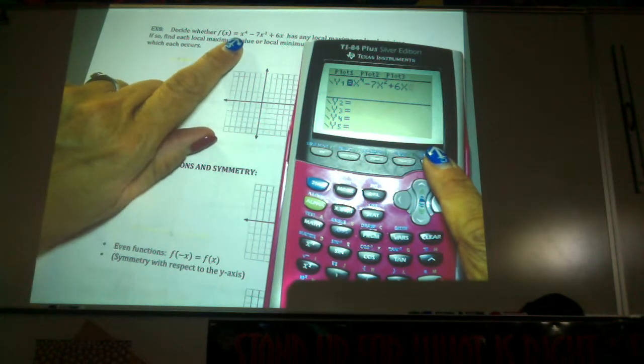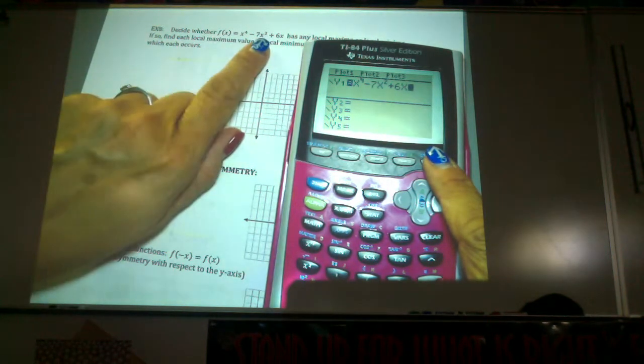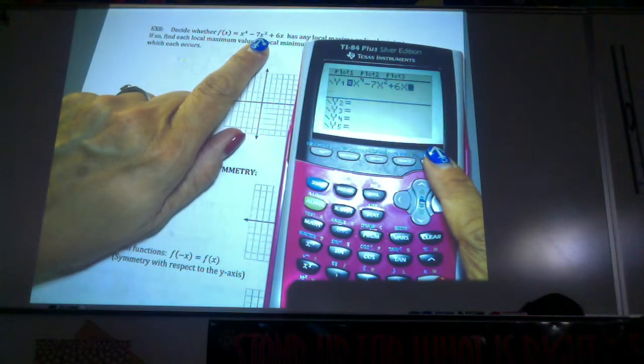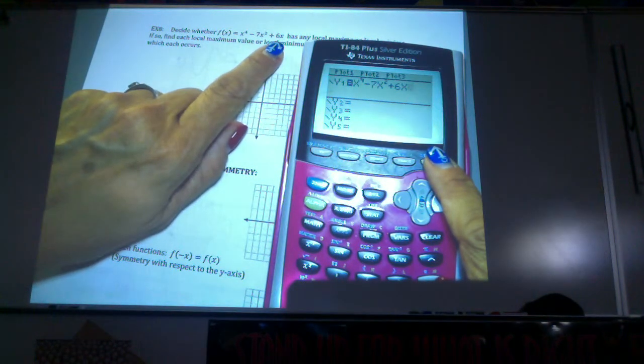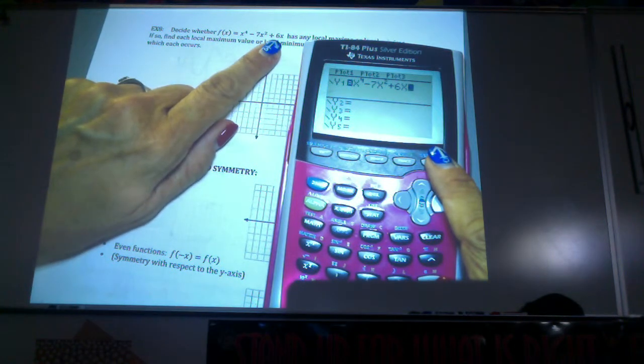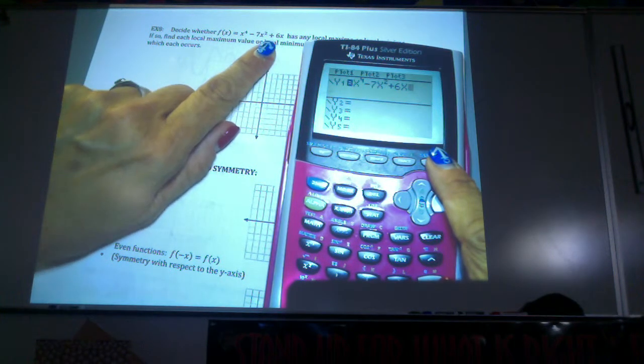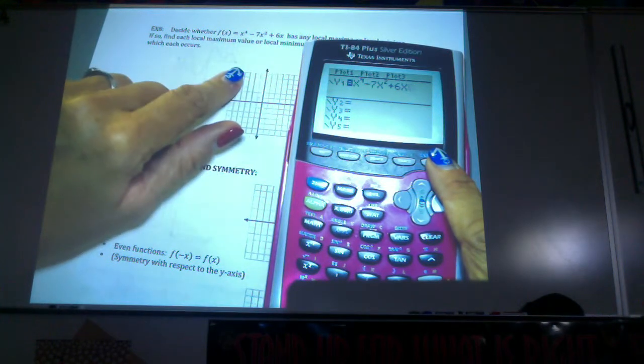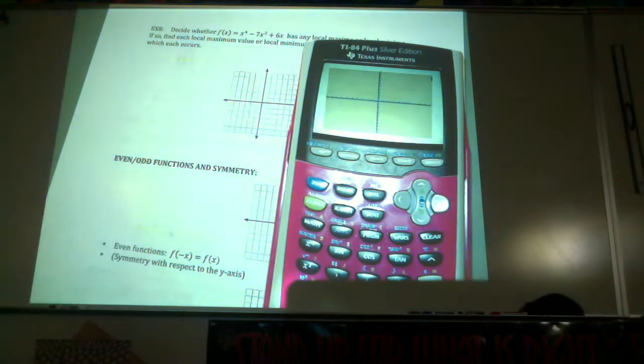Put in a negative here, it stays the same, right? Put in a negative here, it stays the same, doesn't it? Put in a negative here, what happens? Changes sign. So these two stay the same. That one changed. So it is neither even nor odd. And as you look at the graph, it is not symmetric to the origin or to the y-axis. So therefore, it's definitely not even or odd visually.